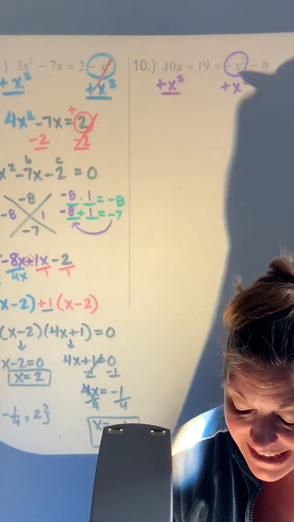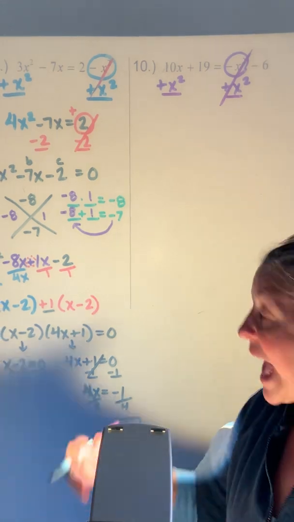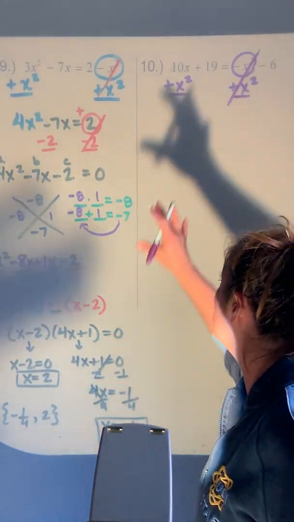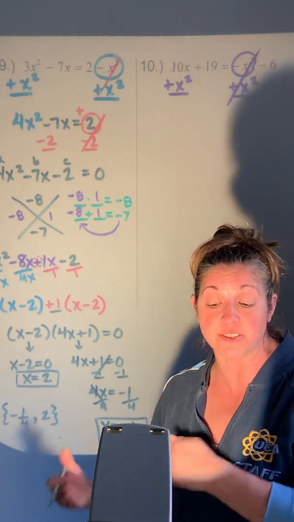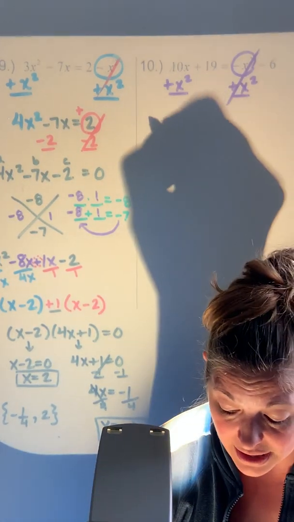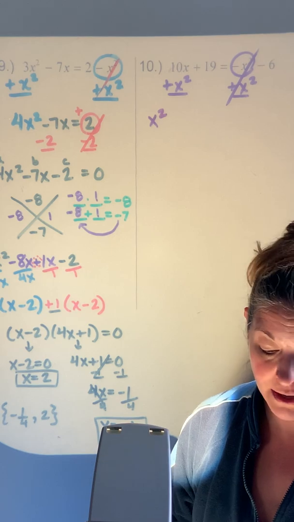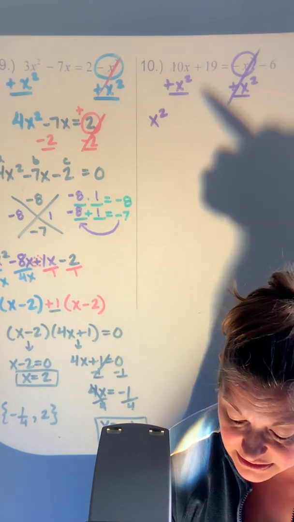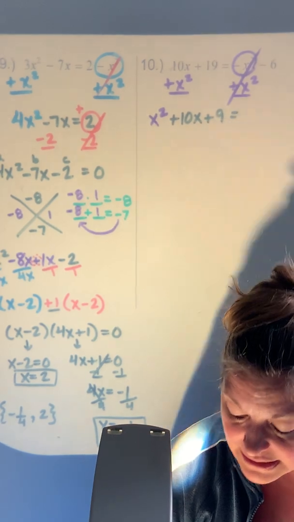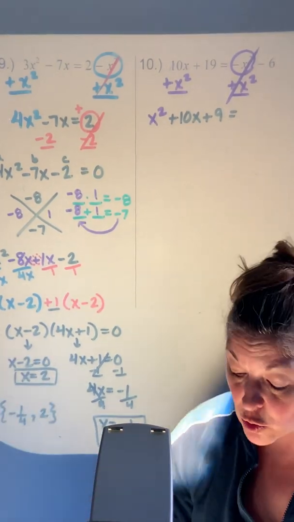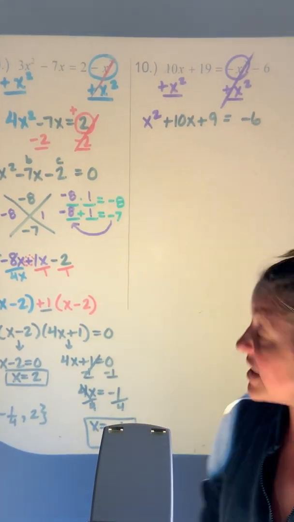Now, of course, when I say to add it, we're not actually adding it to anybody because nobody on that left side is a like term with x squared. That's okay. We'll just throw it in the front there. And then everybody else, the plus 10x, the plus 9 stays the way it is. And of course, we still have that negative 6 on the end there.